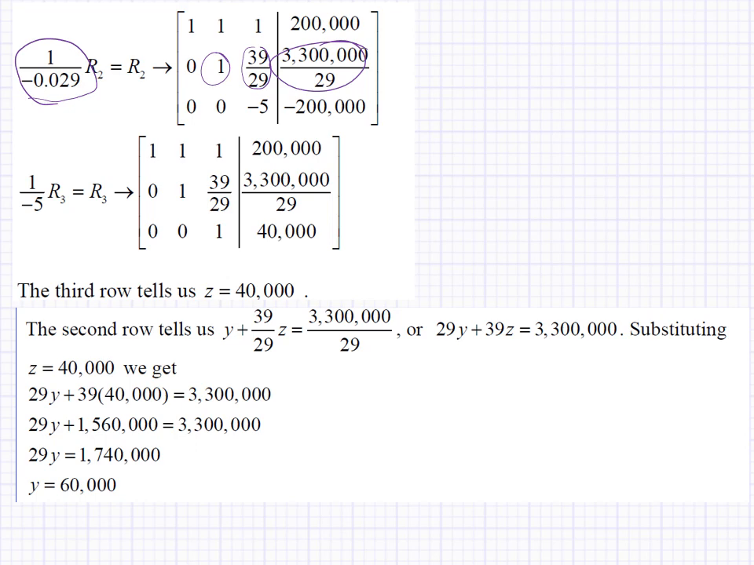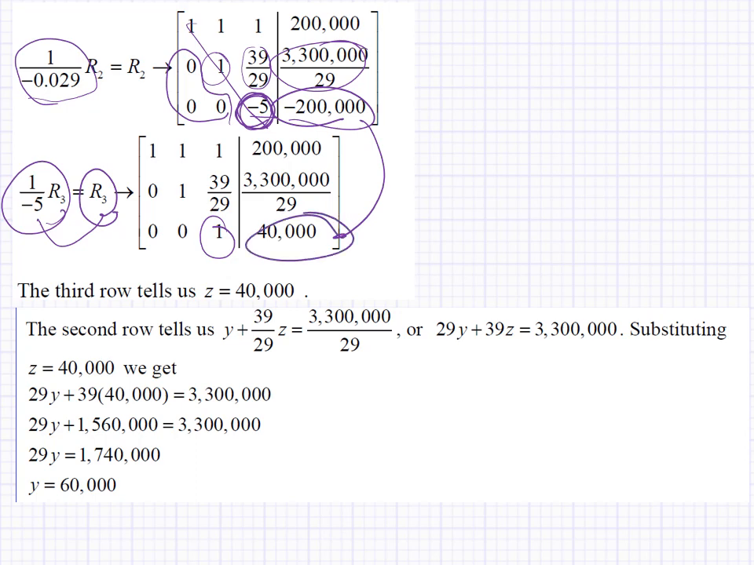Again, just plug it in your calculator. You get those values easily. Finally, last thing we want to do is turn this into a 1. That way we get 1s in the diagonal, and we have 0s below already. So we just divide by negative 5, take row 3, divide it by negative 5, we'll get our new row 3. So here, divide by negative 5, we get a 1. Divide this by negative 5, we get 40,000.